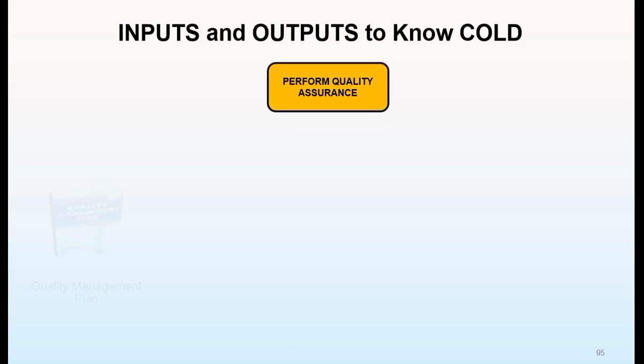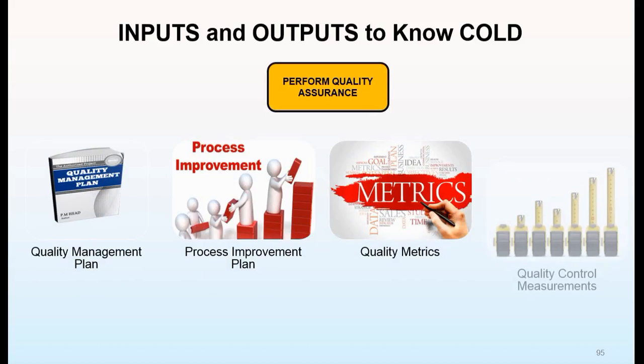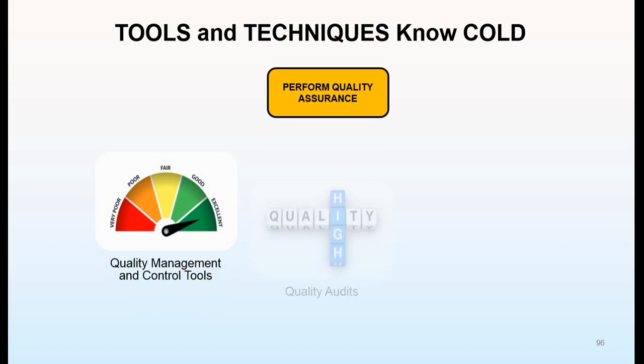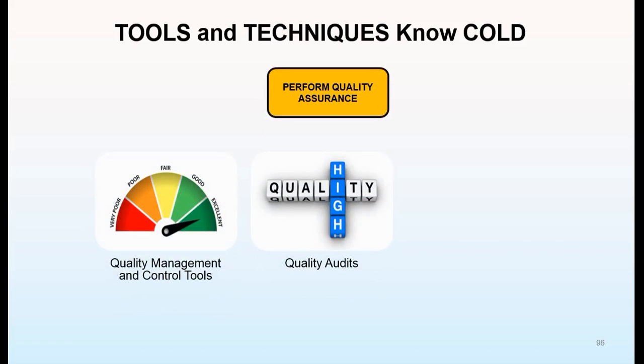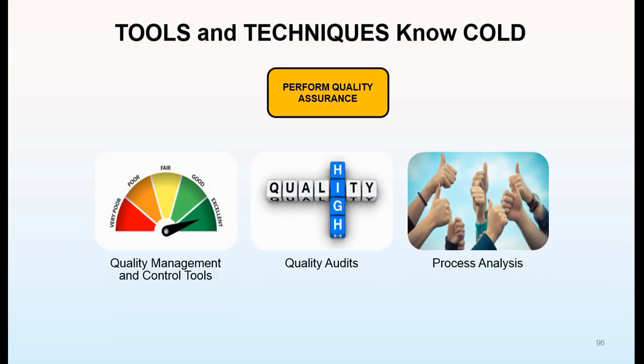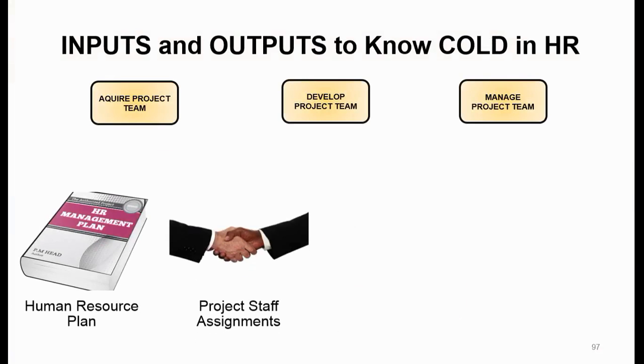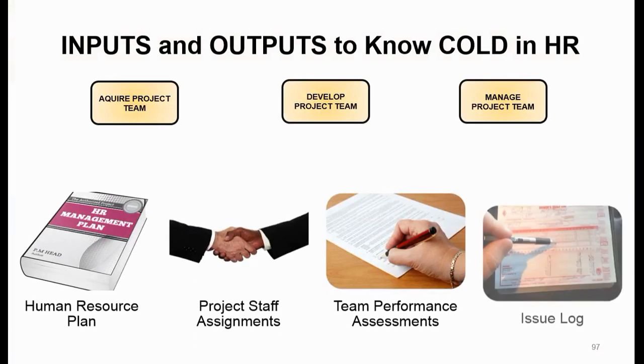Inputs and outputs to know cold from Perform Quality Assurance, of course: quality management plan, process improvement plan, quality metrics, quality control measurements. I showed you three of these. Know what quality metrics are. There's a difference between a metric and a measurement. How about the tools and techniques? Quality management and control tools, quality audits, and process analysis. These are important. Move into human resource management: the human resource management plan and project staff assignments.